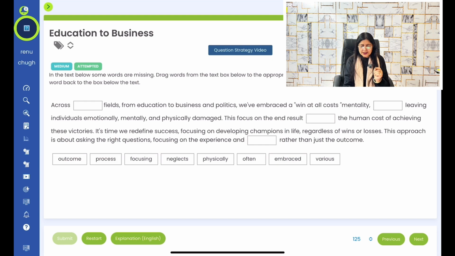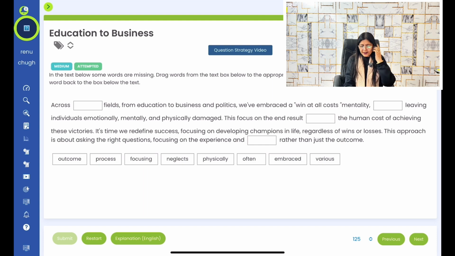Now, this focus on the end result dash the human cost of achieving these victories. So this focus did something. Okay, so this focus is a singular subject. Now I need to see whether it is past or present. So I will be applying V2 if it is past and V1 if it is present. So this focus on the end result dash the human cost of achieving this victory. So it might be V2.